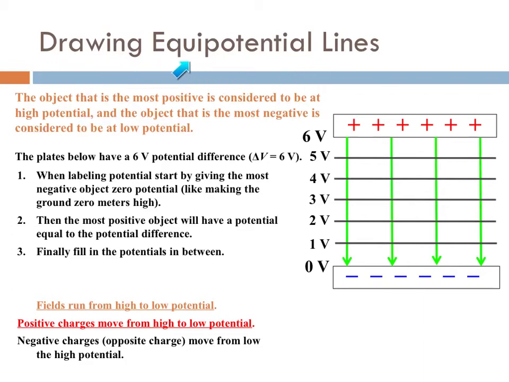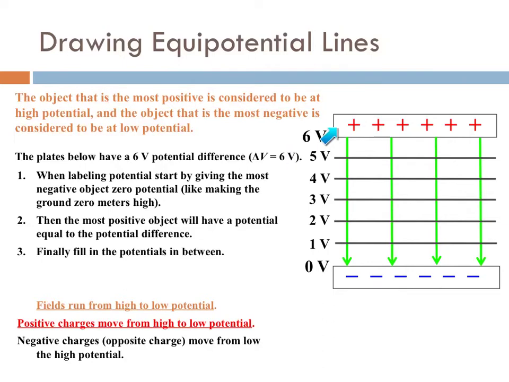Equipotential lines means lines of equal potential. The object that is the most positive is considered to be at high potential, and the object that is most negative is considered to be low potential. So here you have these values labeled. 0 volts is when we have zero potential at the bottom, and 6 volts is when we have a high potential up on top. So the potential difference between these two plates is 6 volts.